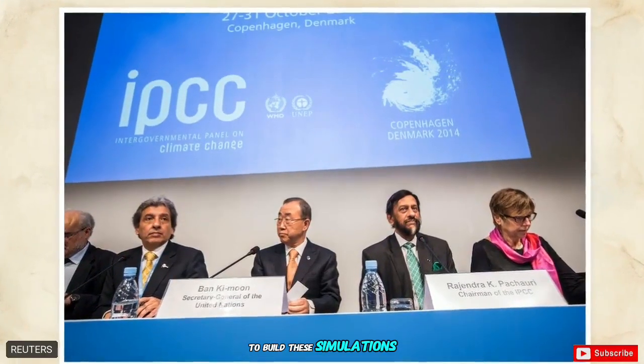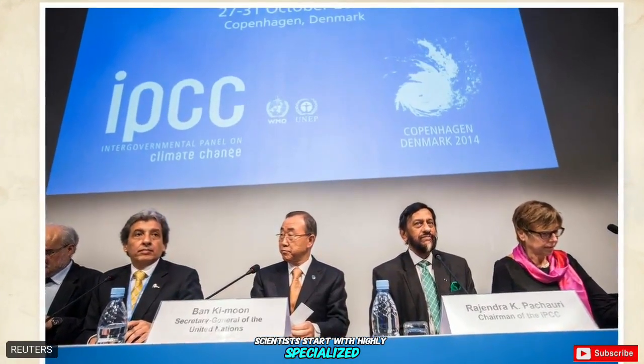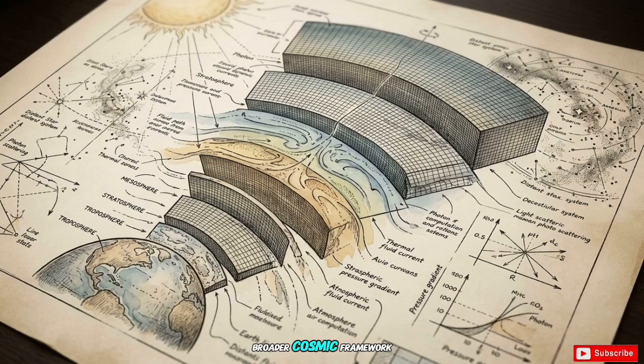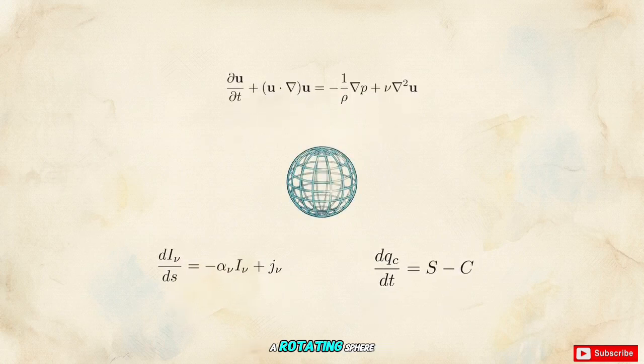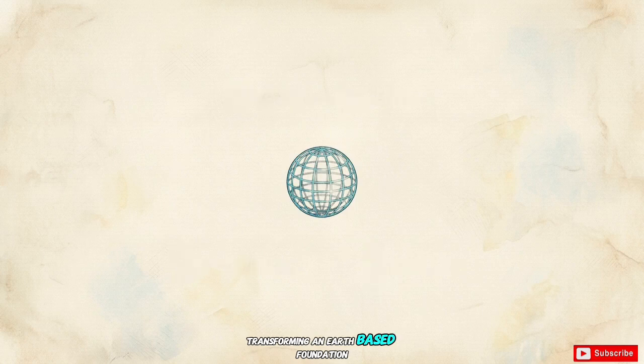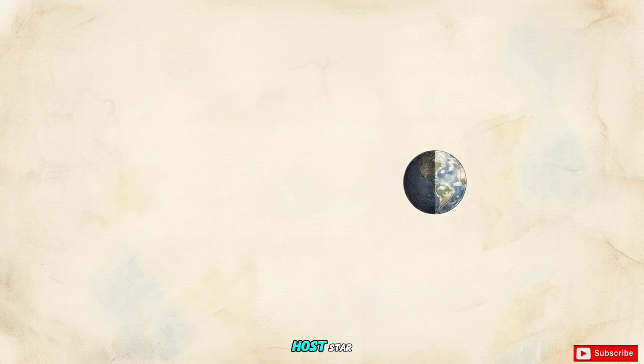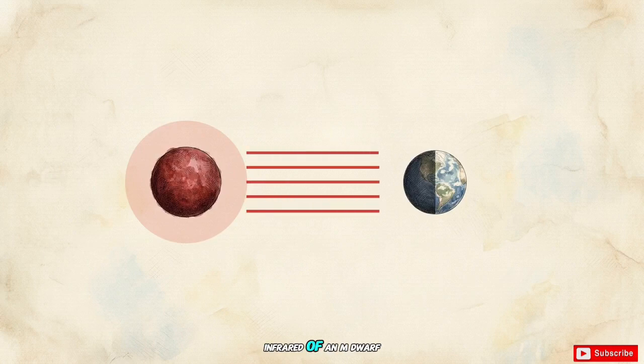To build these simulations, scientists start with highly specialized Earth-specific climate models, like the flagship models utilized in the IPCC assessments, and adapt them into a broader cosmic framework. These dynamic solvers retain the core terrestrial physics they were built on: the equations of fluid dynamics, radiative transfer, and cloud physics acting on a rotating sphere. Transforming an Earth-based foundation into an exomodel requires stripping the code of Earth-centric assumptions. The grid's continents are replaced with a global ocean, rotation is locked to the host star, and light shifts to the infrared of an M-dwarf.